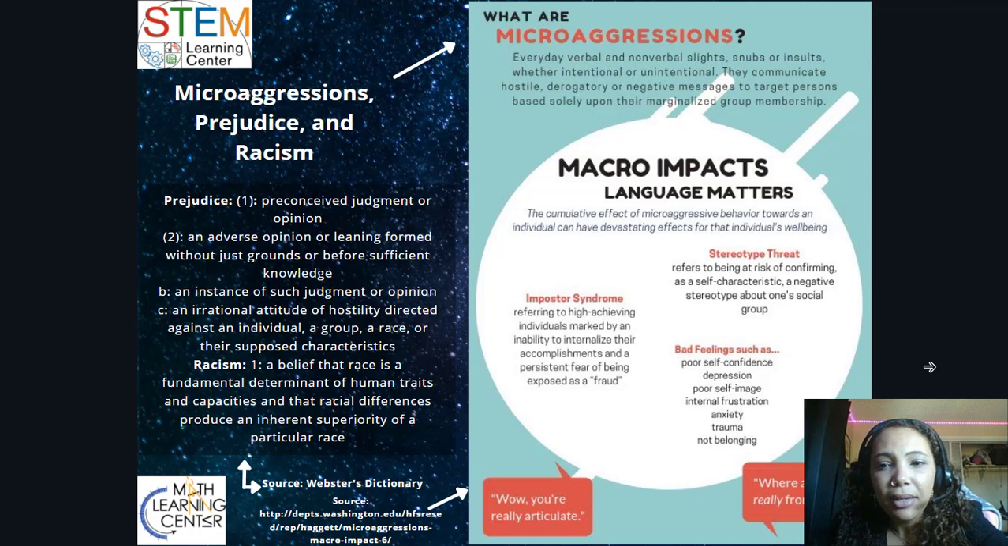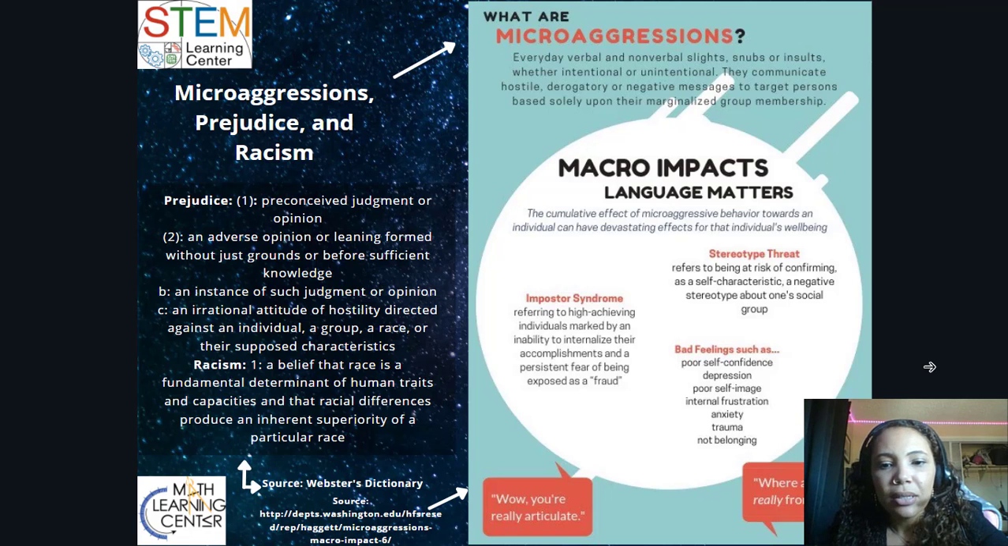And the macro impacts, language matters, right? The cumulative effect of microaggressive behavior towards an individual can have devastating effects for that individual's well-being. Stereotype threat, that risk of confirming a self-characteristic that other people are grouping you in because of the social group that you're a part of.